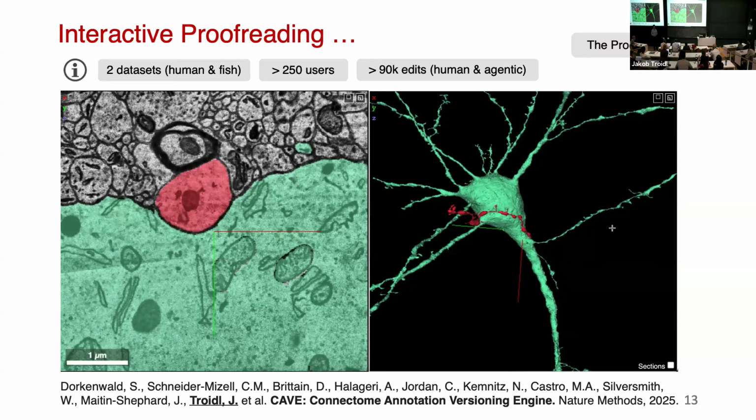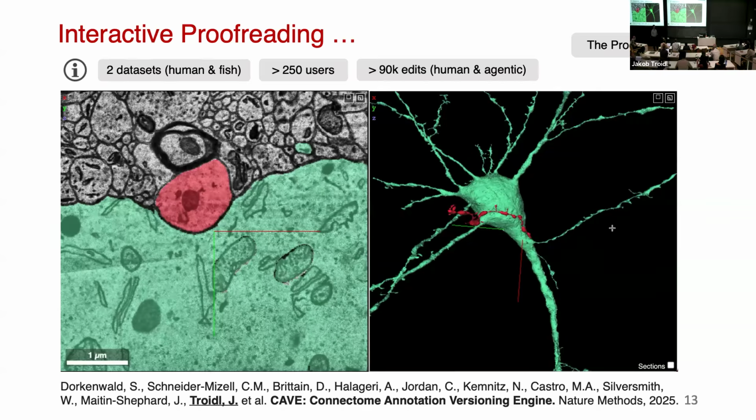We've deployed the system at the Lichtman lab here at Harvard on two large-scale connectome datasets. One is a fish dataset and one is a human dataset. We have over 250 users on that system who use it regularly. And collectively, those users, together with some agentic approaches, have made over 90,000 edits to those two datasets.